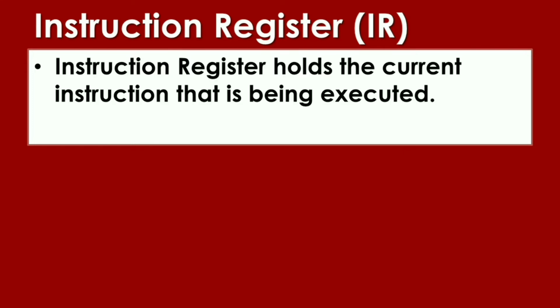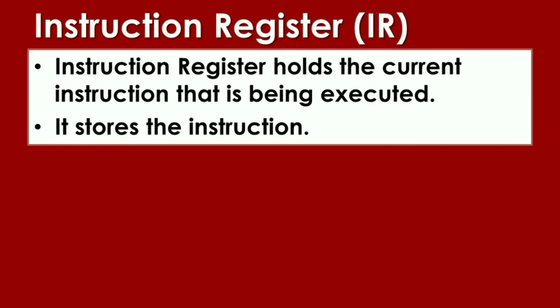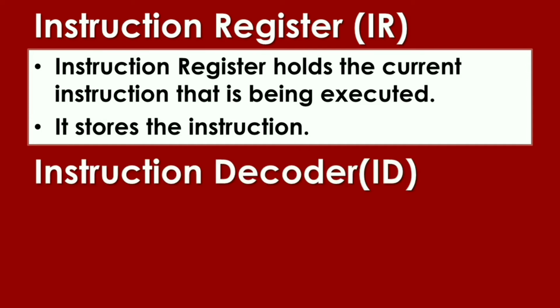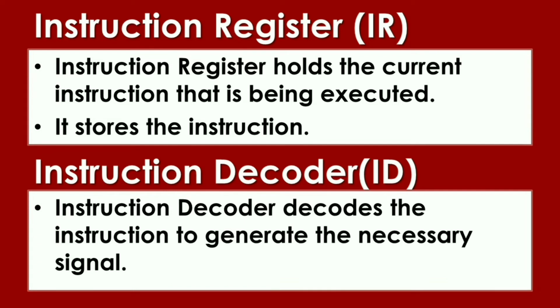So, let's have the instruction register or IR. It holds the current instruction that is being executed. The IR stores the instruction that is currently executed or ginagawa pa lang ng processor. So, along with the IR, we have the instruction decoder or ID. Instruction decoder decodes the instruction to generate the necessary signal. So, ibig sabihin, the instruction na naka-store kay IR, ide-decode yan ni instruction decoder para alam kung ano yung signal na isasend niya dun sa other part or other unit of the processor.